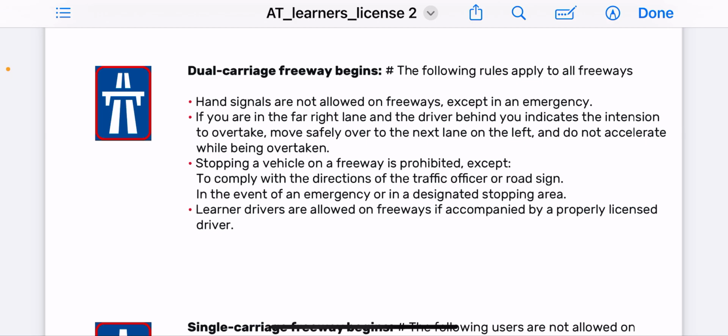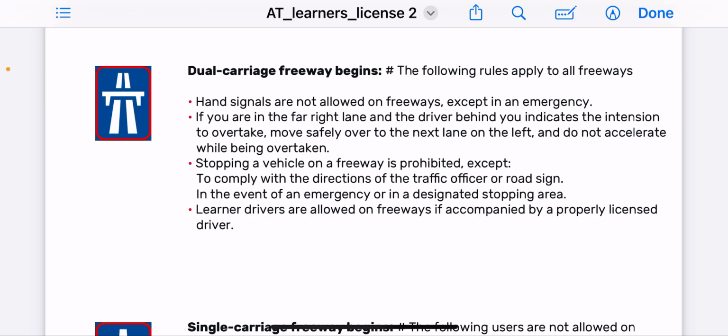Okay? And then you stop a vehicle on a freeway. Stopping a vehicle on a freeway is prohibited except to comply with the direction of the traffic officer or road sign.